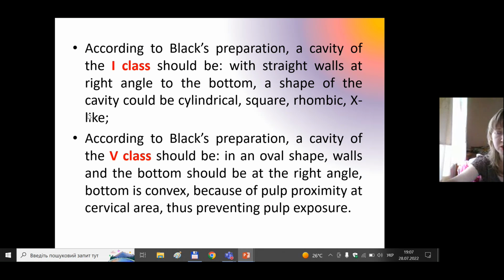According to Black's preparation, a cavity of the first class should be with straight walls at right angle to the bottom. The shape of the cavity could be cylindrical, square, rhombic, X-like. According to Black's preparation, a cavity of the fifth class should be in an oval shape, walls and the bottom should be at the right angle. The bottom is convex because of pulp proximity in the cervical area, thus preventing pulp exposure.